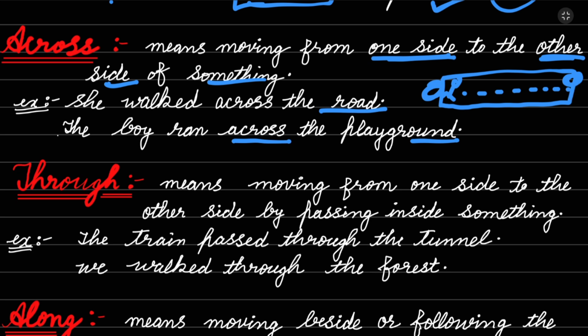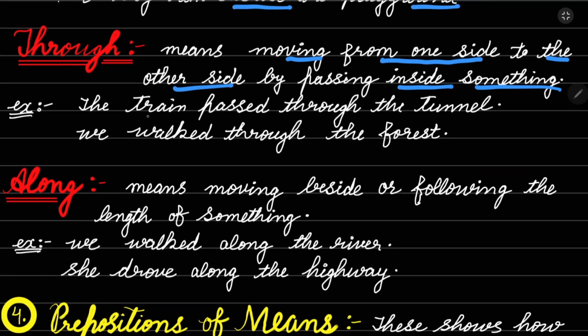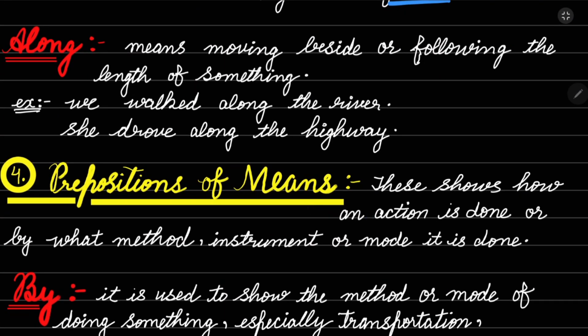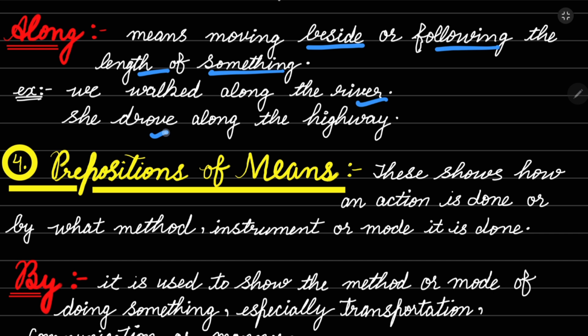Next is through. Through means moving from one side to the other side by passing inside something. For example, the train passed through the tunnel. We walked through the forest. Next is along, means moving beside or following the length of something. For example, we walked along the river. She drove along the highway. Means that is when we use along.